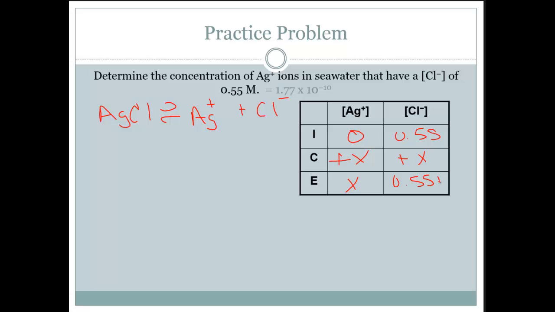Once again, we're going to assume that this X here is so much smaller than the 0.55 that it's insignificant. So that means 1.77 times 10 to the negative 10 is equal to X times 0.55. Divide it out, and we have X is equal to 3.2 times 10 to the negative 10. So determine the concentration of silver ions. That would be the concentration.